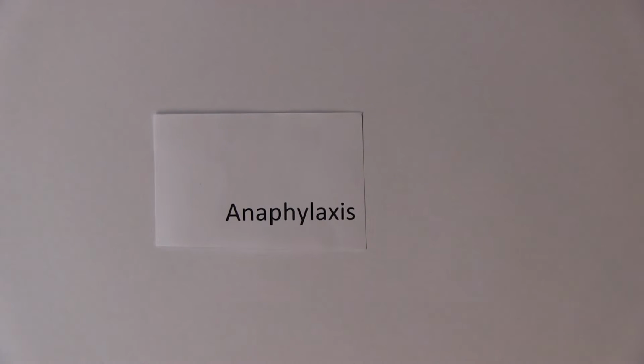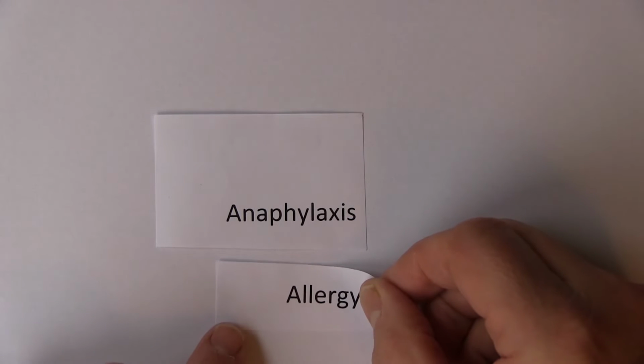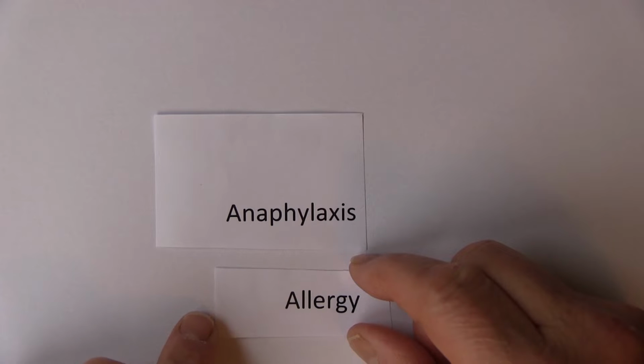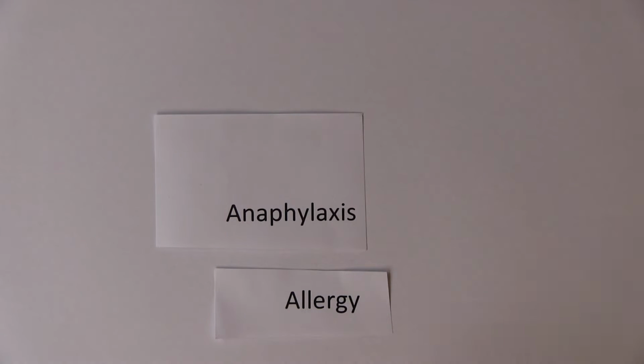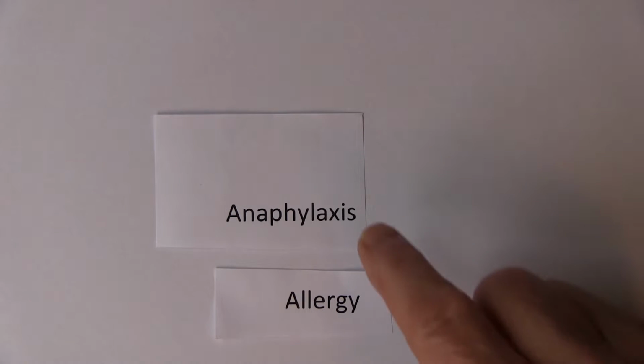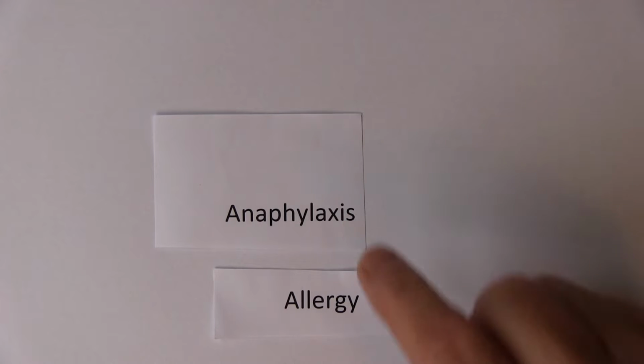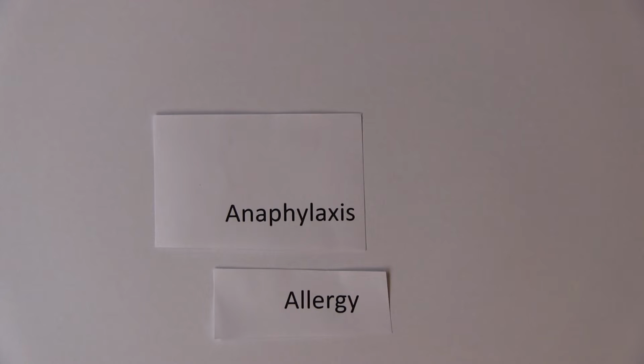Now, it really helps if we understand the pathophysiology, what is going on in anaphylaxis. And anaphylaxis is a severe allergic reaction. So we can get lots of allergic reactions, but anaphylaxis is a severe, systemic, life-threatening allergic reaction. So what is going on here?